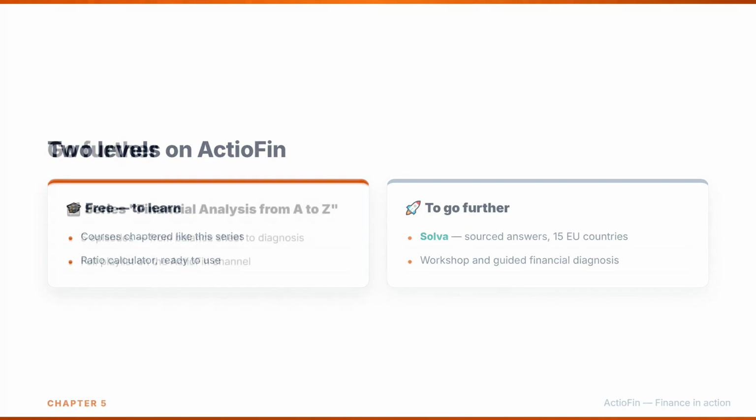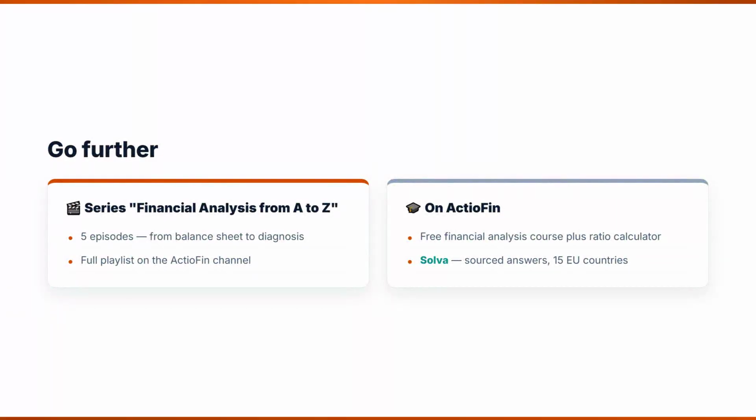3rd episode done. You can now judge a company on its profitability, liquidity, and solvency ratios. Find the free course and the ratio calculator on ActioFin.